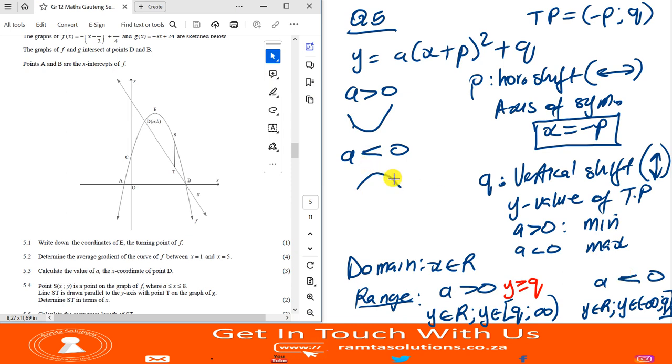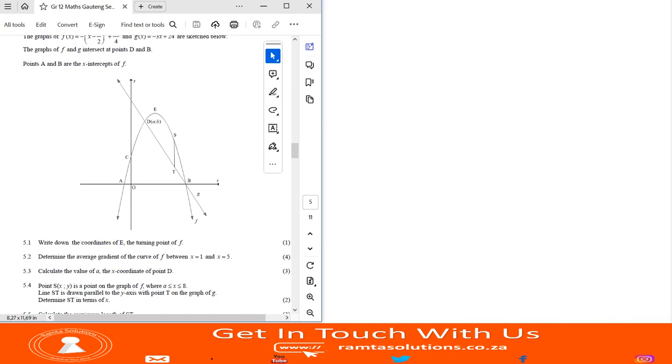When it's frowning, look at this, it means it takes all values equal to and below the maximum. So it will be y is less than or equal to q. Okay, so this is all you need regarding parabolas, especially when it's given in this form. Perfect. So without any waste of time, let's answer the questions.